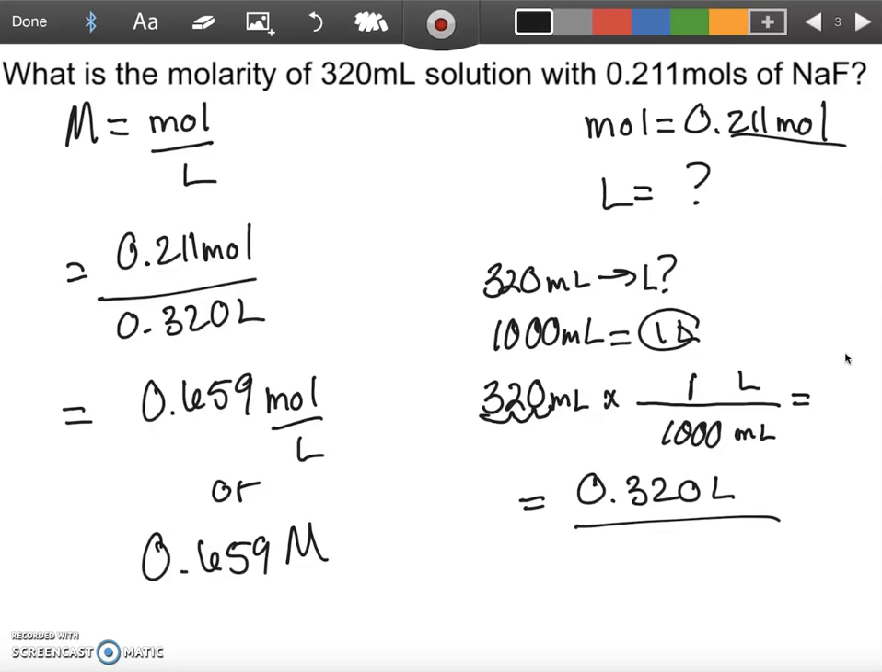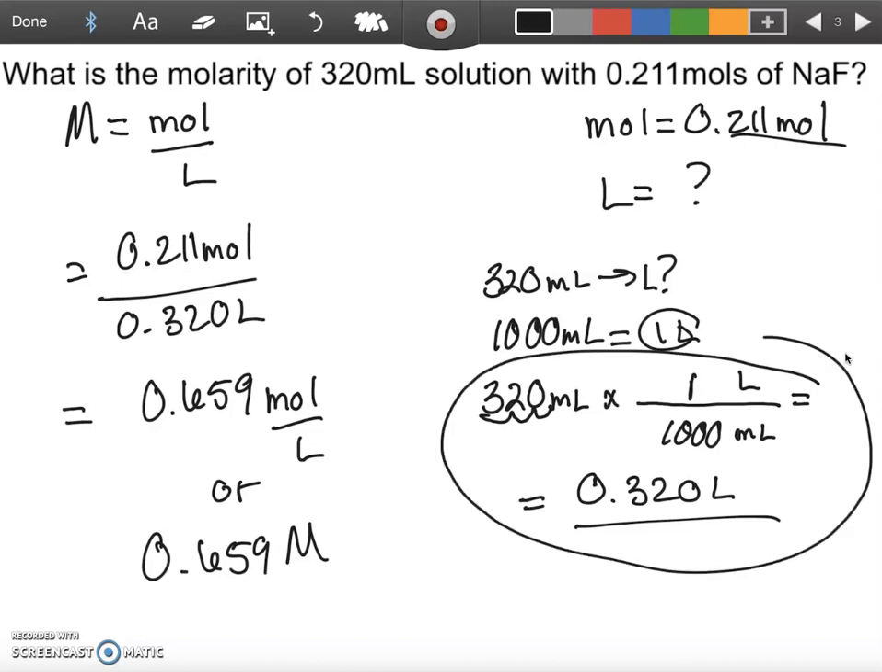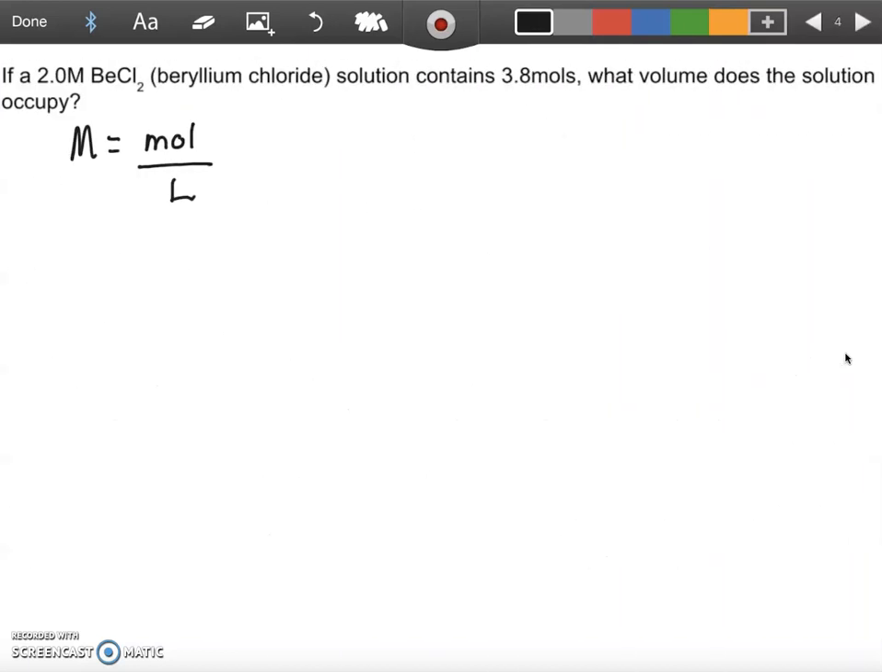Alright. You gotta remember how to do those unit conversions down there, ladies and gents. Absolutely essential that you know how to convert between units. Here is our final example. If a 2.0 molar beryllium chloride solution contains 3.8 moles, what volume does the solution occupy?